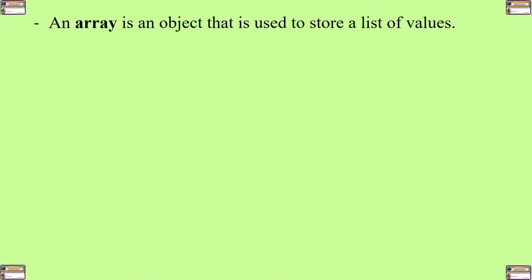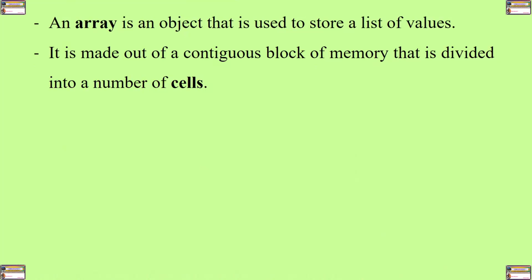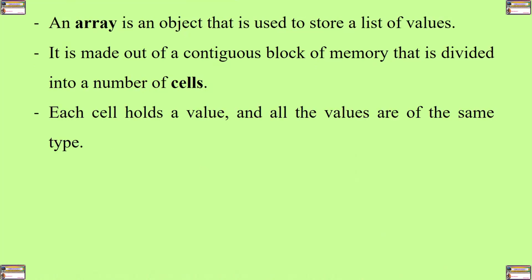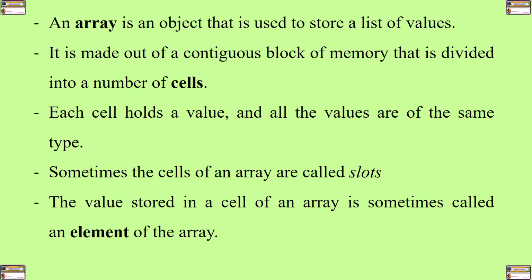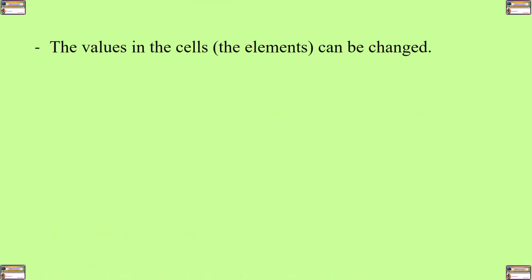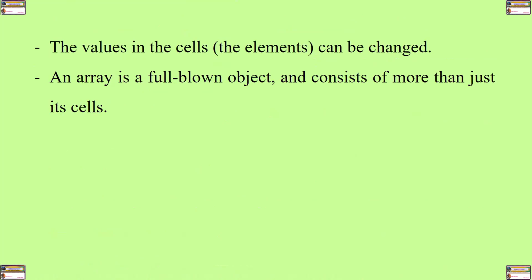What is an array? An array is an object that is used to store a list of values. It is made out of a contiguous block of memory that is divided into a number of cells. Each cell holds a value, and all the values are of the same type. Sometimes the cells of an array are called slots. The value stored in a cell of an array is sometimes called an element of the array, and an array has a fixed number of cells. The values in the cells, that is the elements, can be changed.